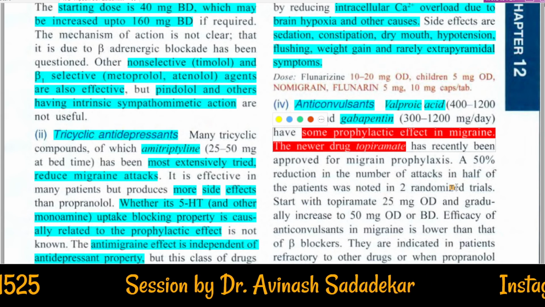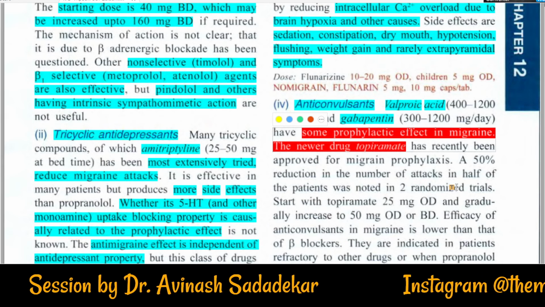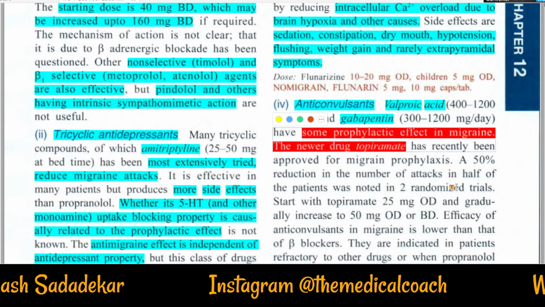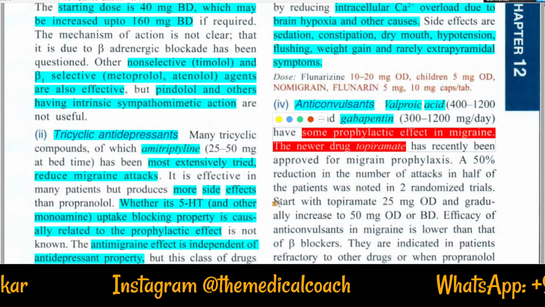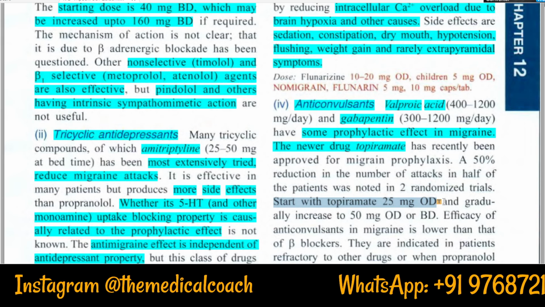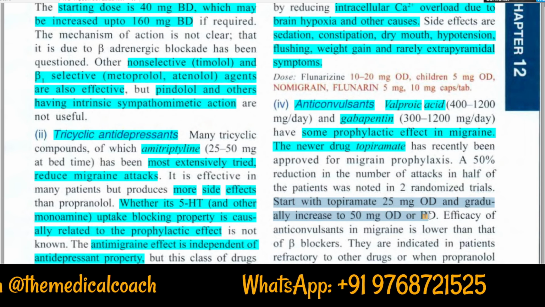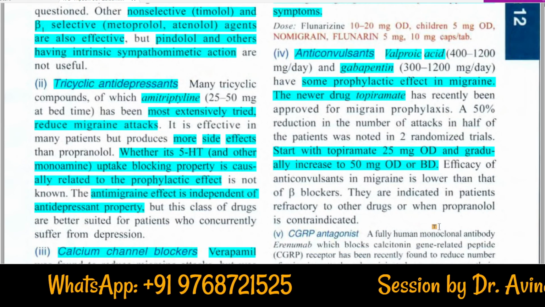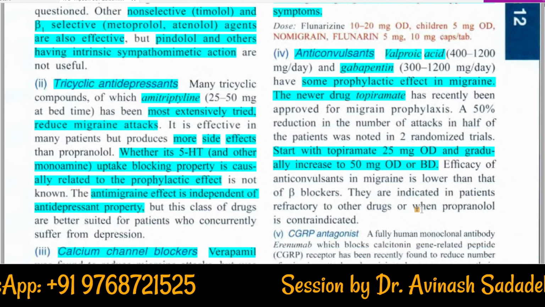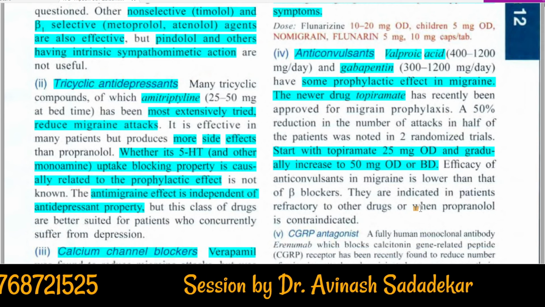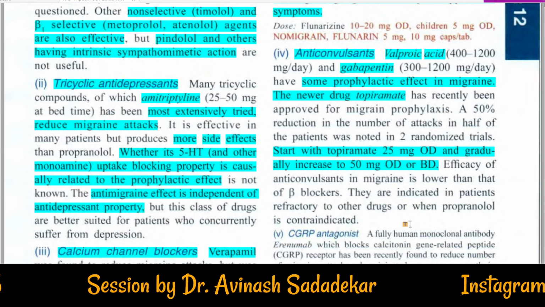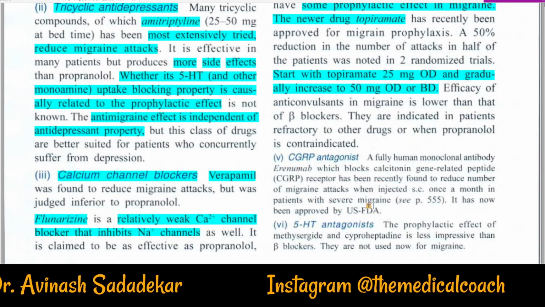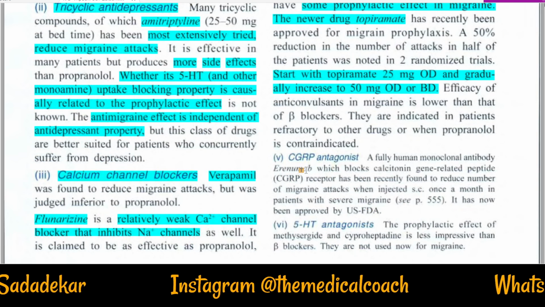50% of attacks get reduced in 50% of the patients. Getting it? So 50% of patients will have 50% fewer attacks. The idea is to start with topiramate 25 mg once a day, gradually increase it to 50 mg once a day or twice a day. Is it as effective as propranolol? Not at all. So this is to be given in patients who do not tolerate propranolol, who have contraindication to propranolol. The CGRP antagonist, you just need to know the name.